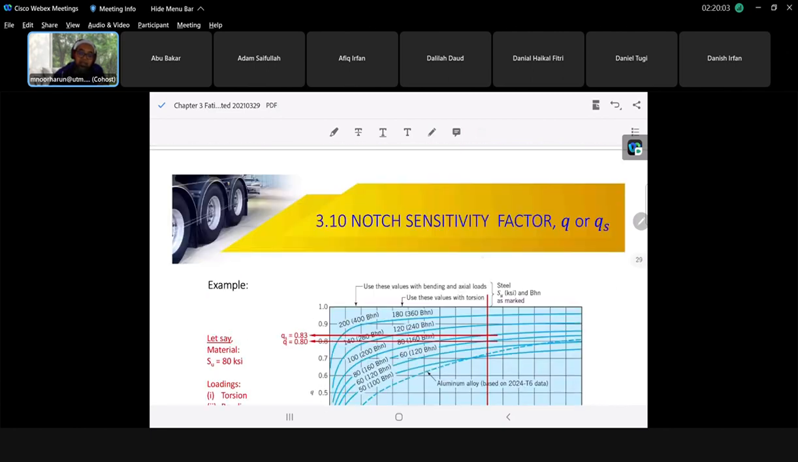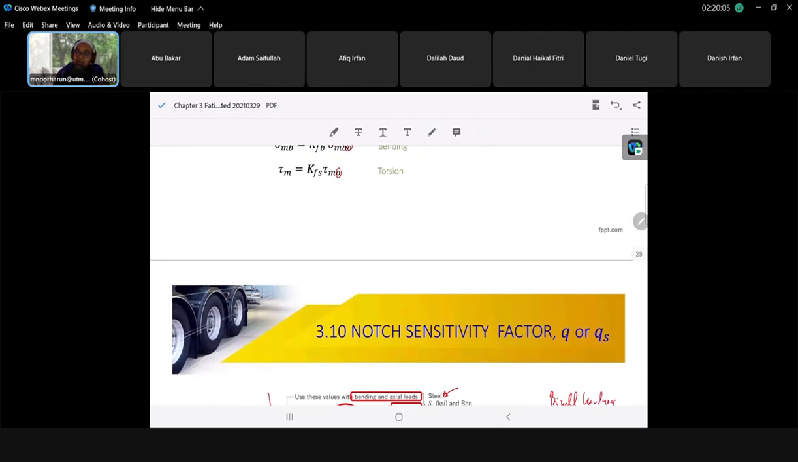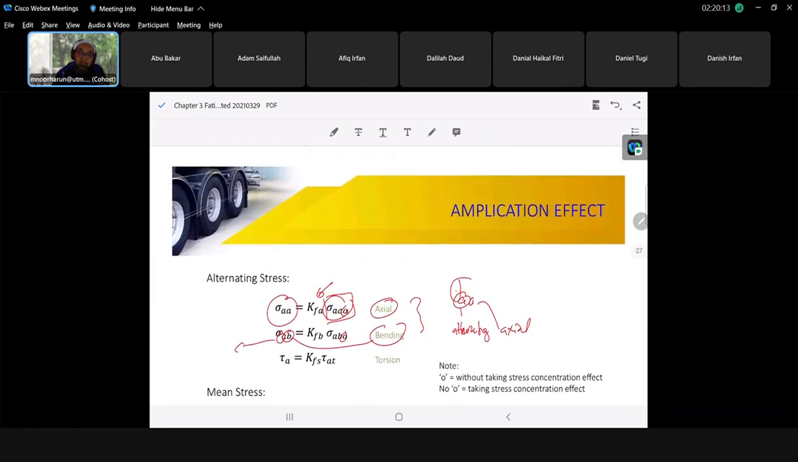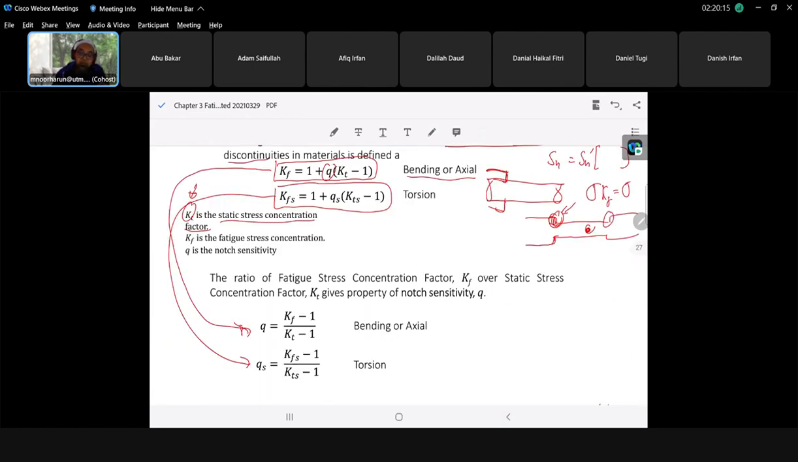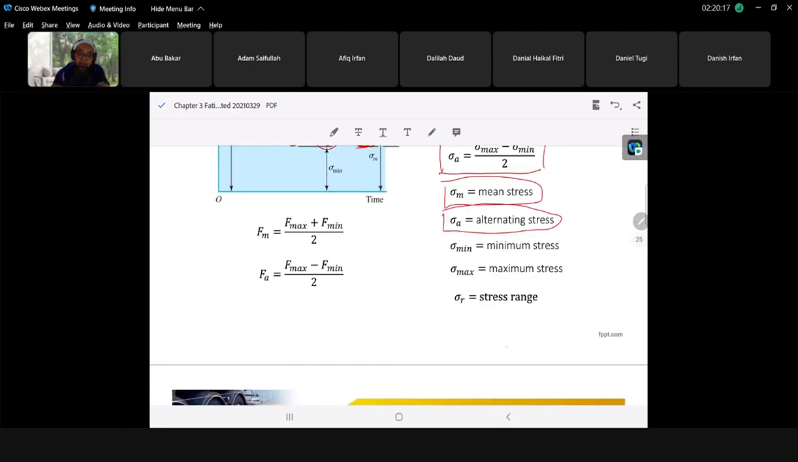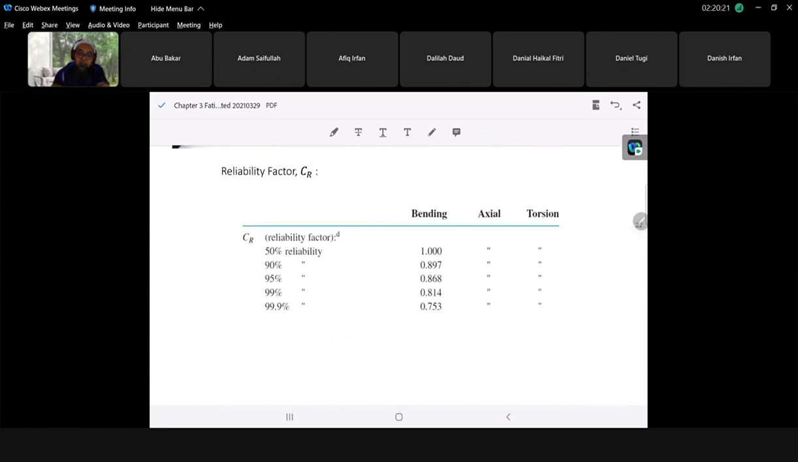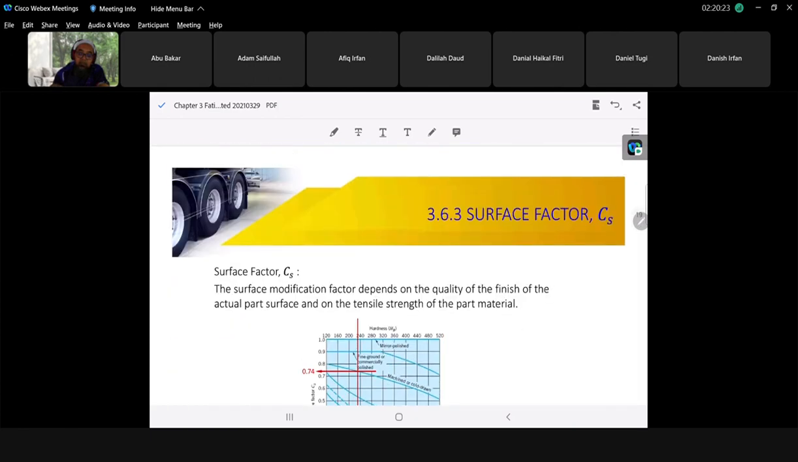Okay, this is just the application of determining the fatigue, or predicting the fatigue. Okay, this is the most important, is this one. This is just the application.